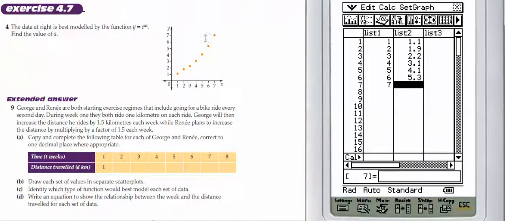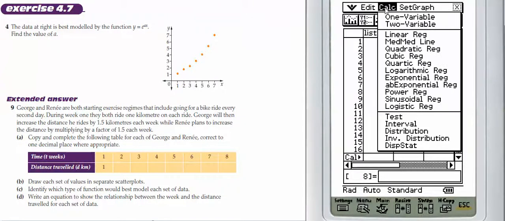Oh, it's so hard to tell, isn't it? I'm going to say 7.1. So there are my estimates for the y values based on that graph. You might have slightly different values, and of course, your value for a is going to be slightly different accordingly.